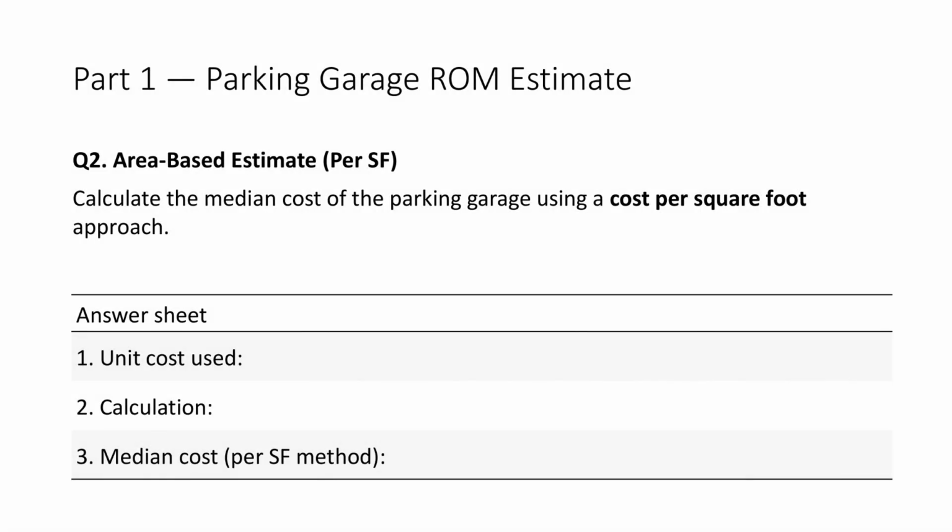Question 2, area-based estimate. Calculate the median cost of the parking garage using a cost per square foot approach. For the second approach, we use an area-based estimate, which applies a cost per square foot to the total building area. The garage has a total area of 35,000 square feet, and the median benchmark cost is $50.50 per square foot. Multiplying the two gives us an estimated cost of $1.77 million using the per square foot method.